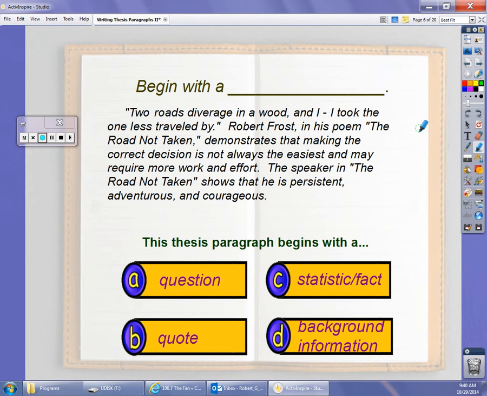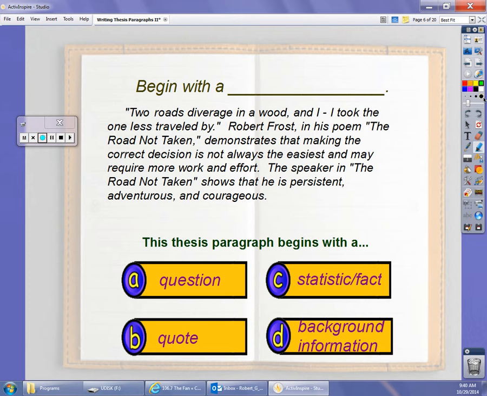Two roads diverge in a wood, and I took the one less traveled by. Robert Frost, in his poem, The Road Not Taken, demonstrates that making the correct decision is not always the easiest and may require more work and effort. The speaker in The Road Not Taken shows that he is persistent, adventurous, and courageous.